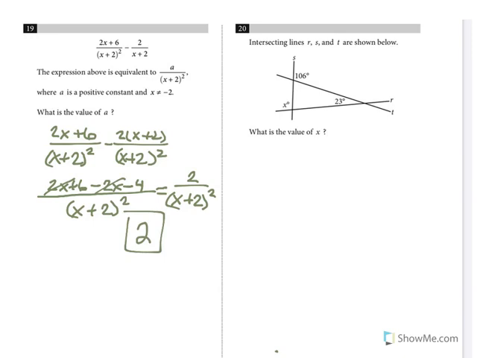Last one, here we go. Intersecting lines R, S, and T are shown below. What is the value of x? As I look at this, I'm thinking the exterior angle theorem. I've seen that come up a few times in these different SAT practice tests.